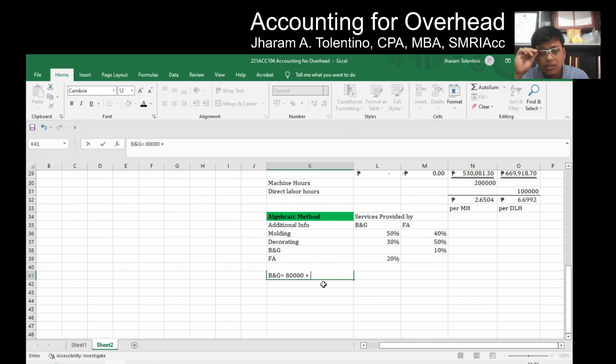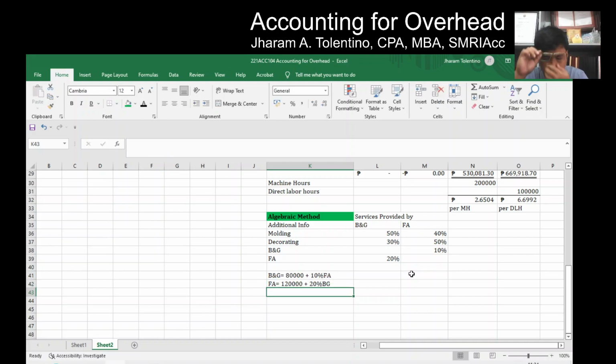Okay, so makikita nyo dito yung FA, provided services, 10% ng cost niya kay building and grounds. So, lalagyan natin 10% of FA. Tapos we have FA ngayon is equal to 120,000 plus ilan yung services provided ng BNG sa kanya? 20%. So, 20% of BG. So, kapag meron na tayong ganyan, pwede na ba tayong mag-compute ng algebra? Yes. Okay? So, ang gagawin lang natin, substitution.